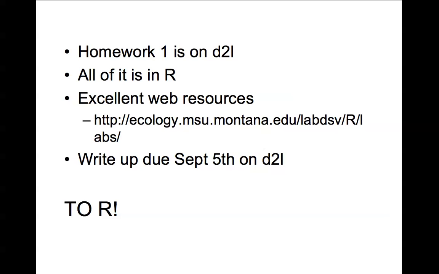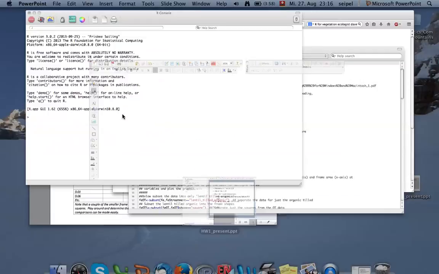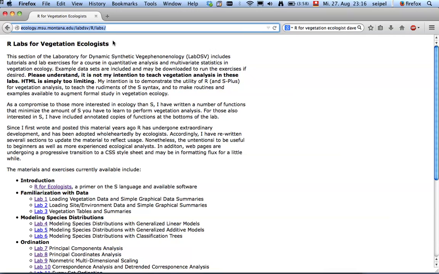One of the best web resources that I've found out there is this web resource from Dave Roberts in the Department of Ecology at MSU. And I'll show you that quickly. The URL is at the top, and you'll see that there's an introduction for ecologists to R. And then there are 3 labs at the beginning that show you how to load vegetation data, load site and environmental data and make simple graphic summaries, and how to produce tables. All those will be helpful.